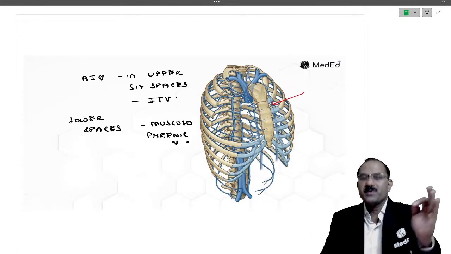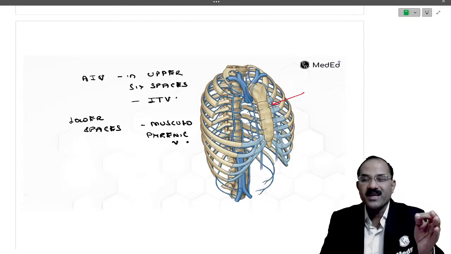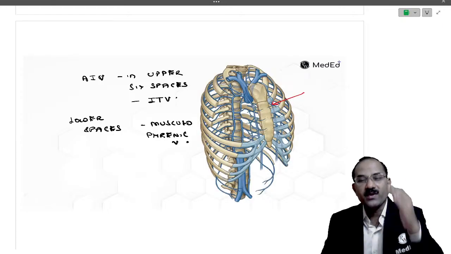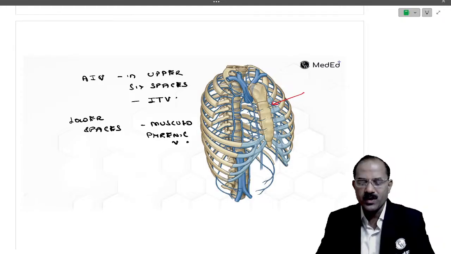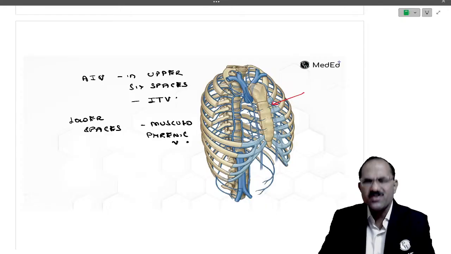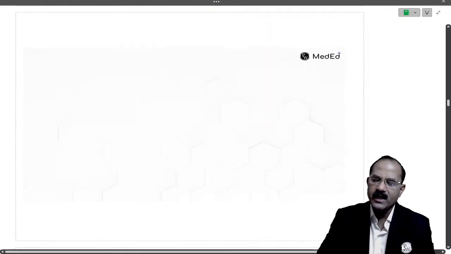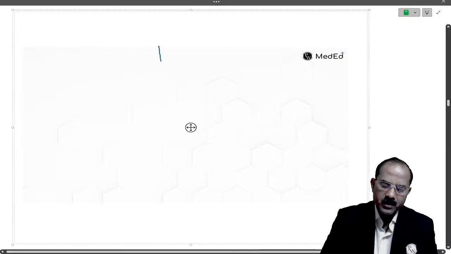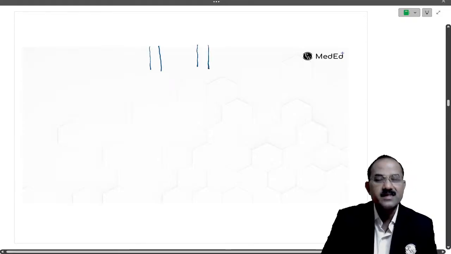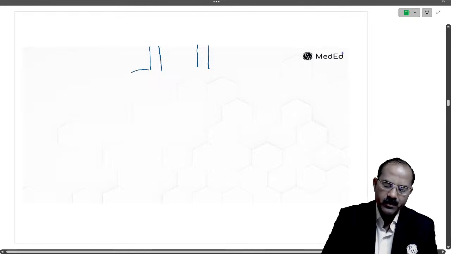Now, the most important thing which comes in the exams are the MCQs on the posterior intercostal veins. That's extremely important. And the azygos vein. So just try to understand this. I'll make a slide for you here. That's a vein coming from the neck. The embryology we will discuss separately. That's a vein coming from the upper limb.